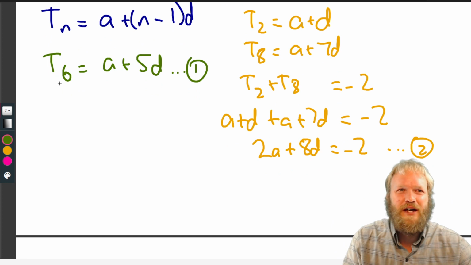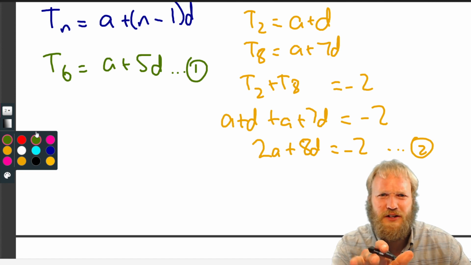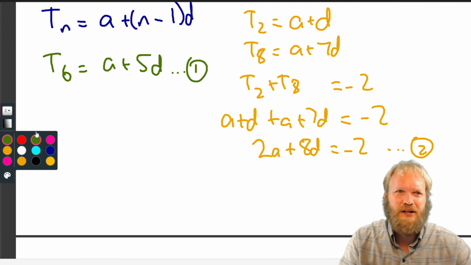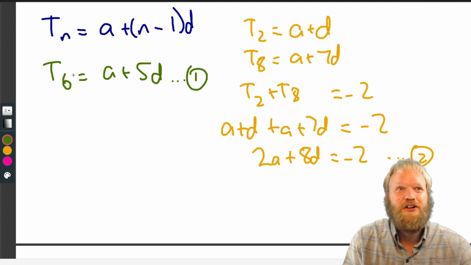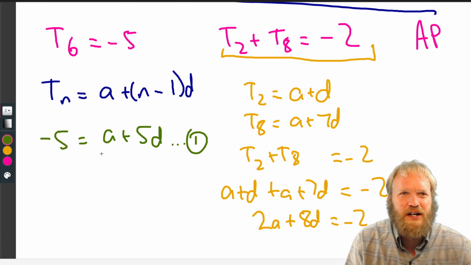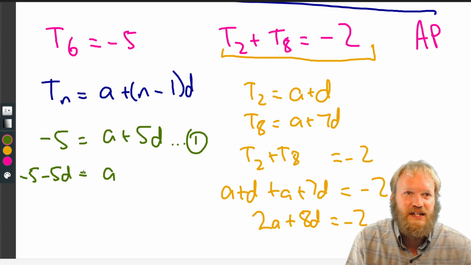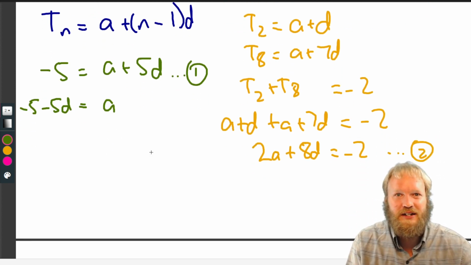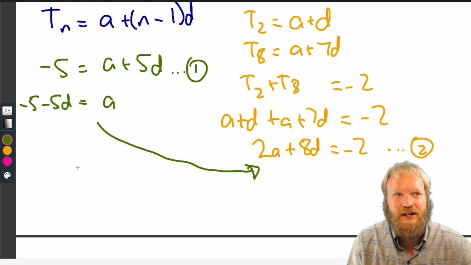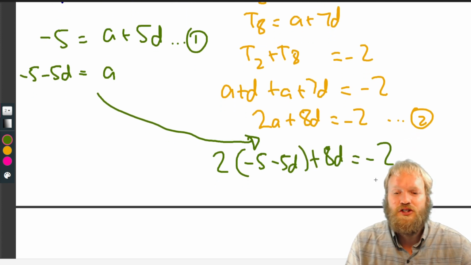So we can rearrange however you solve simultaneous equations. How are you feeling, confidence level, in solving that simultaneously? Okay, well, I'm feeling quite confident myself. So T6 is -5, so let's just put that bit in there. So we got -5, so maybe let's rearrange. So A equals subtract 5d, so -5 minus 5d. Okay, so that's the thing for A, so let's put that thing in over there. So we got 2 of -5 minus 5d plus 8d equals -2.